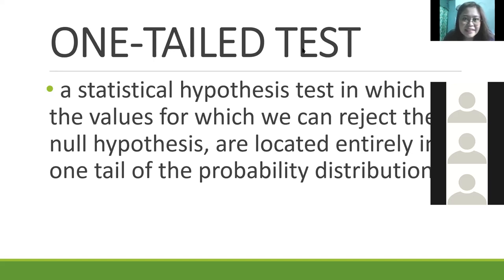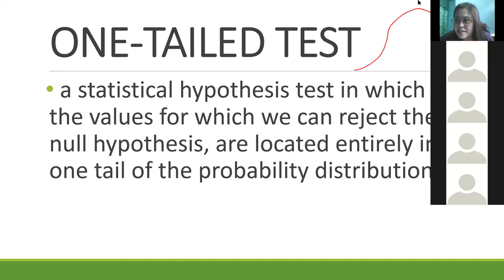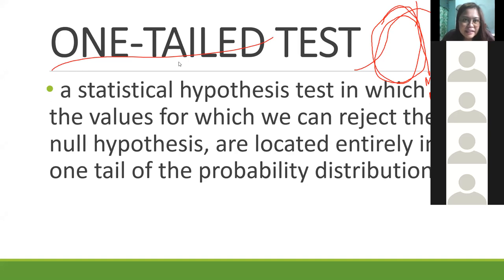Okay? So, sa testing class, we have two types. We have the one-tailed test, which is a statistical hypothesis test na the values for which we can reject the null hypothesis are located entirely in one tail of the probability distribution. So, if your distribution looks like this, divide nato siya at the center because we can see the mean, median, and mode. When the probability of rejecting our null hypothesis is naa dinhi sa isa ka side lang sa distribution, then we are doing the one-tailed test. Okay? One-tailed test ang tawag ana.